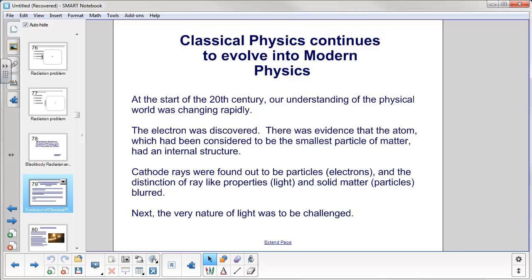So, at the turn of the century, our understanding of the physical world was changing rapidly. The electron was discovered. There was evidence that the atom, which had been considered to be the tiniest particle of matter, actually had an internal structure. Cathode rays were found out to be particles. In fact, they were electrons. And the distinction of ray-like properties, in other words, light, and solid matter, such as particles, started to blur. Next, the very nature of light was to be challenged.